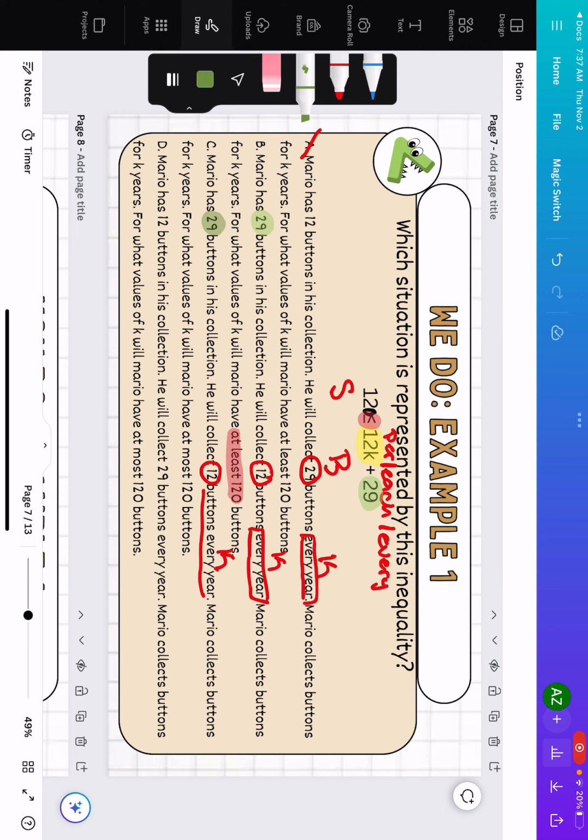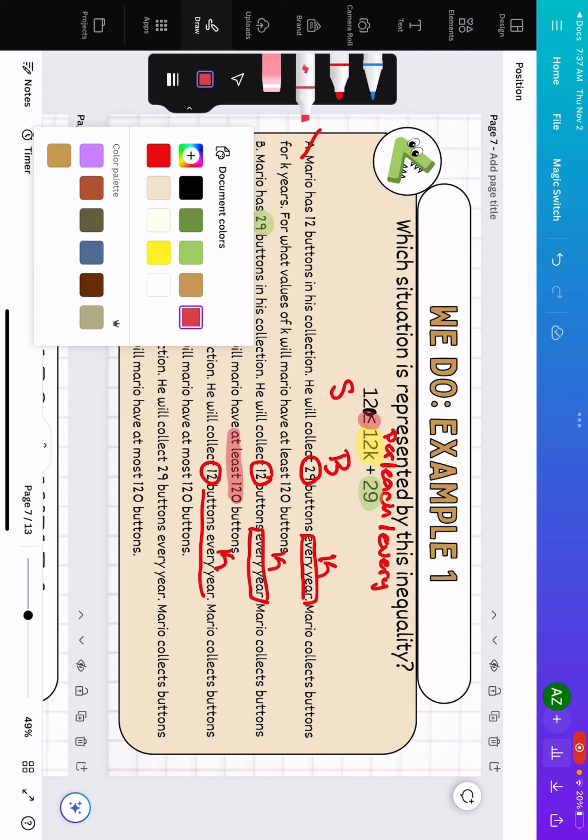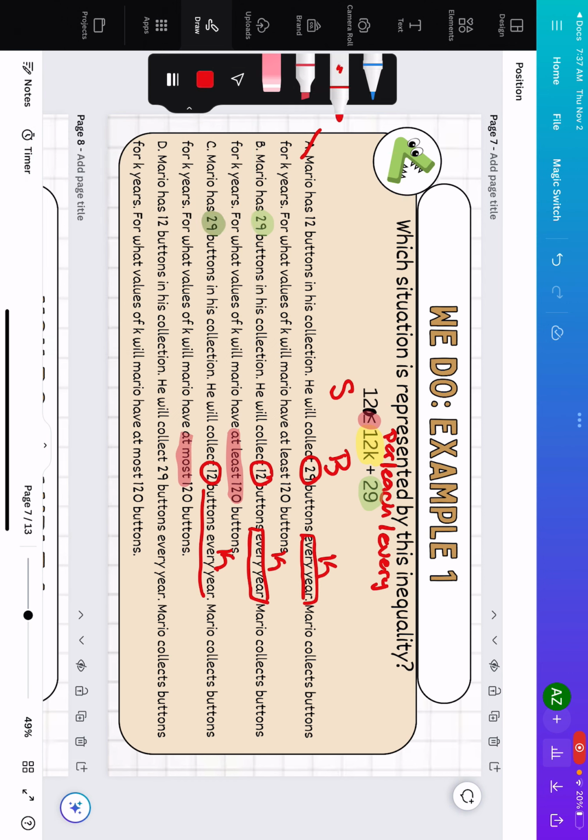For what value of K will Mario have at most 120 buttons? Now, this is my keyword, at most. When we have at most, that is my limit. I have to have 120 or less. That's not what I have up here, so I can cancel that out.